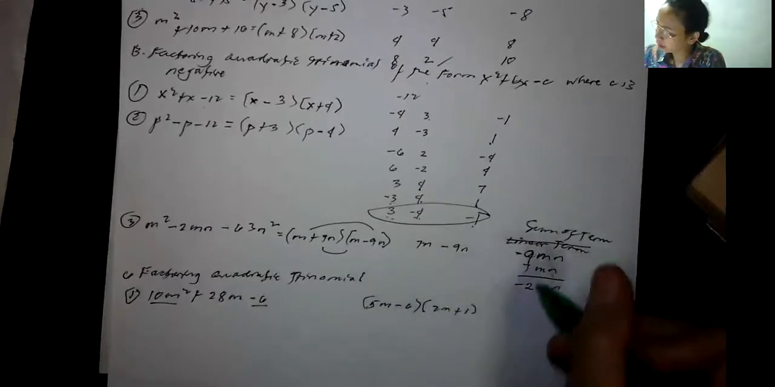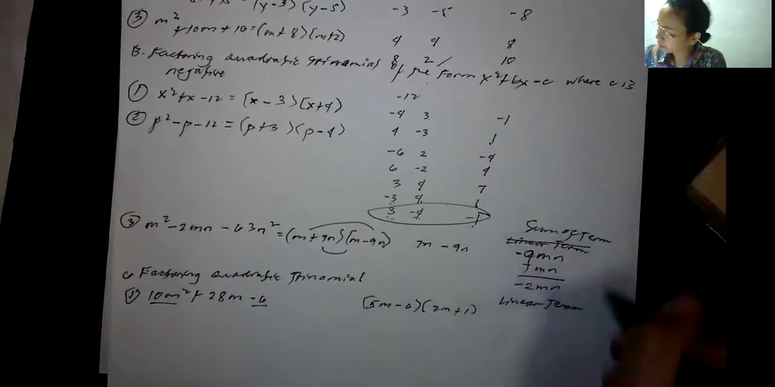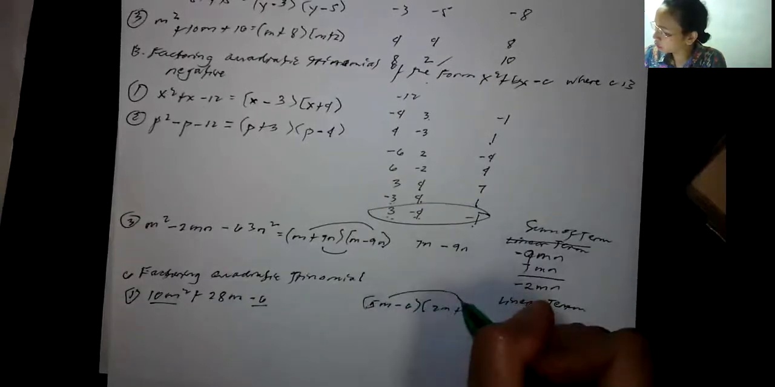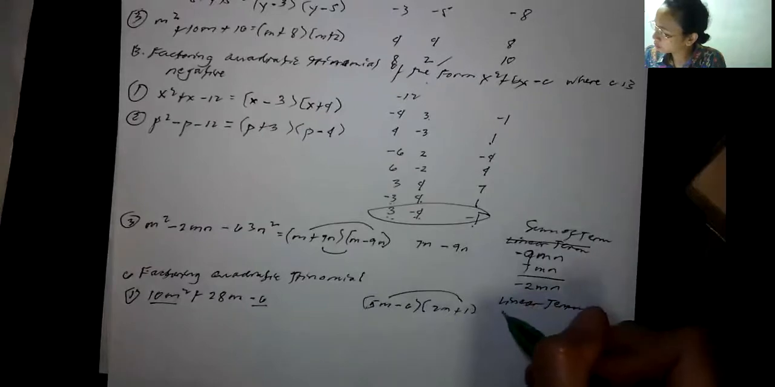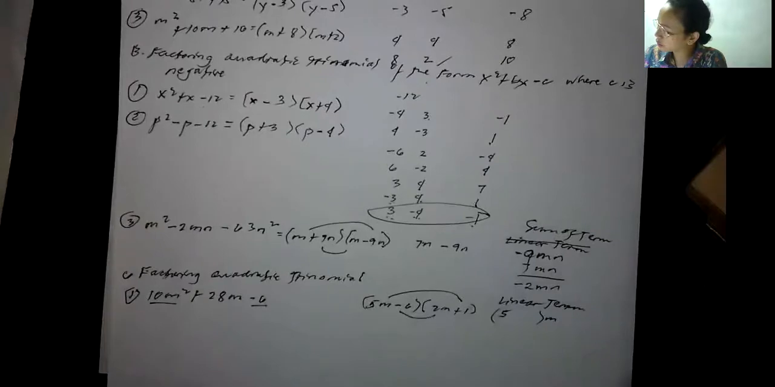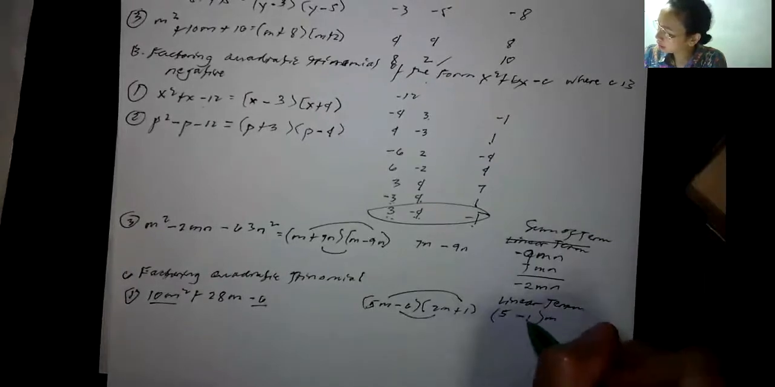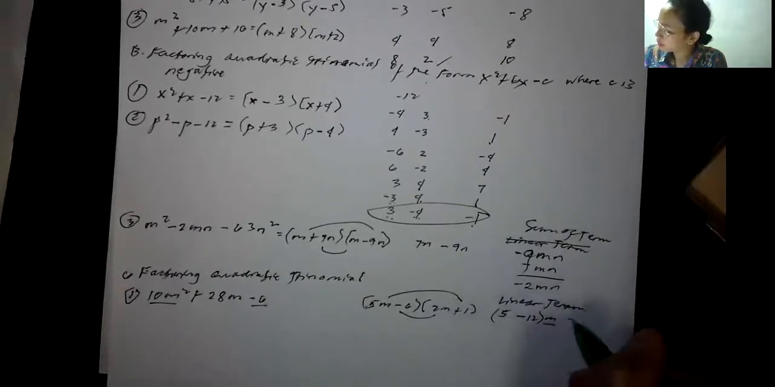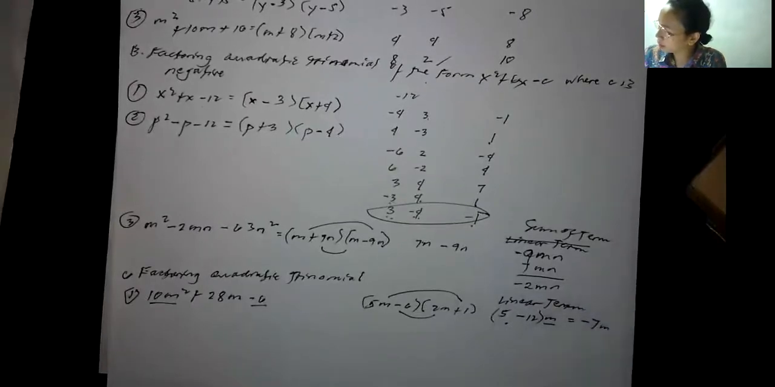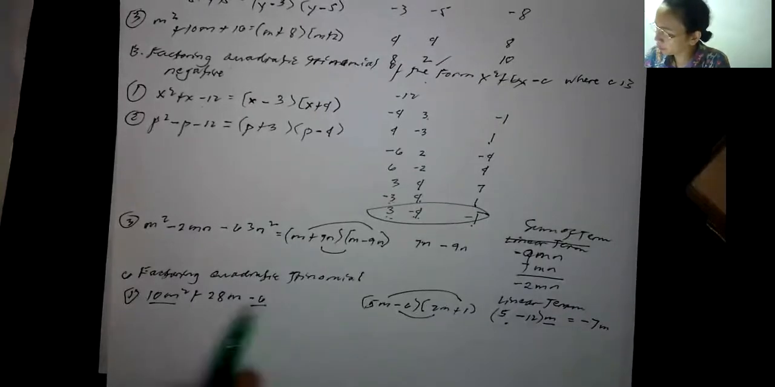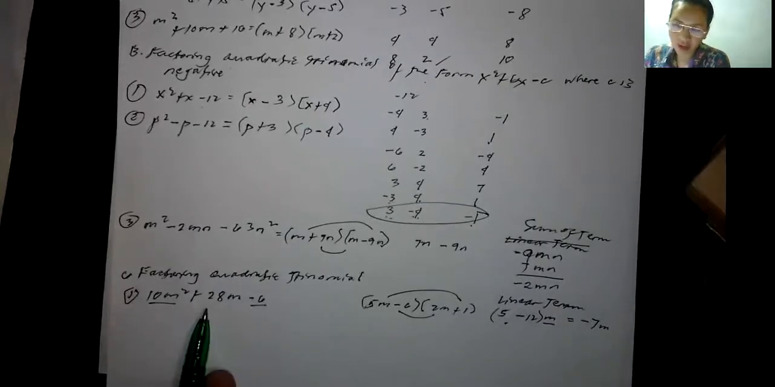So let us have a linear term. 5m times 1, so that is 5m. And then negative 6 times 2m gives us negative 12m. So what will be the result? That is negative 7m. So this is not correct for the middle term. So let us have another set of factors.